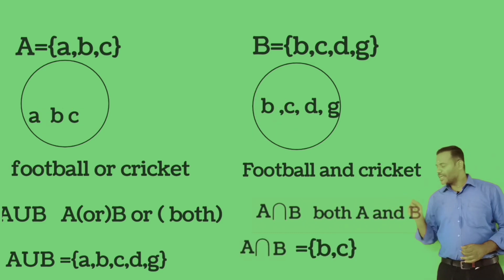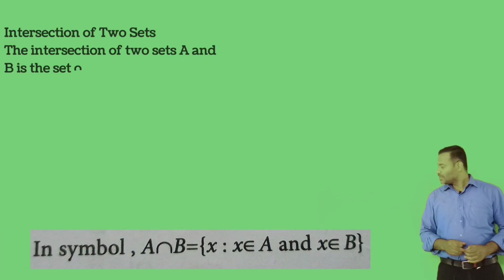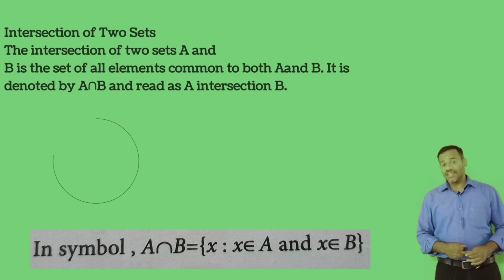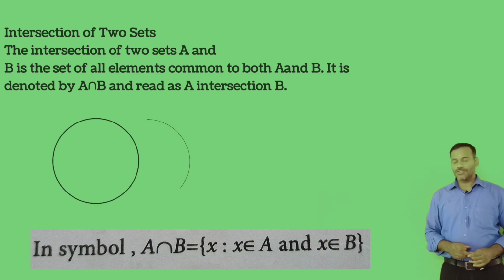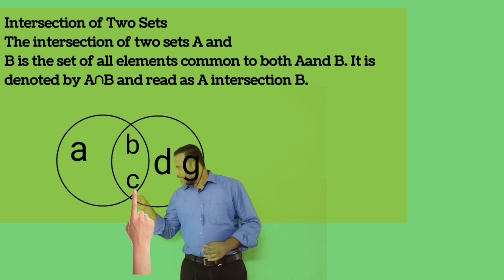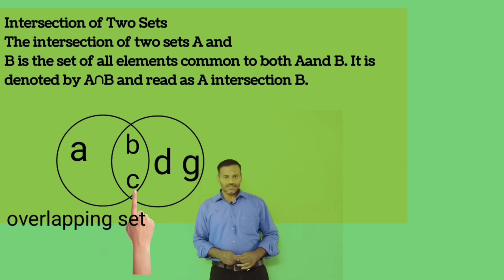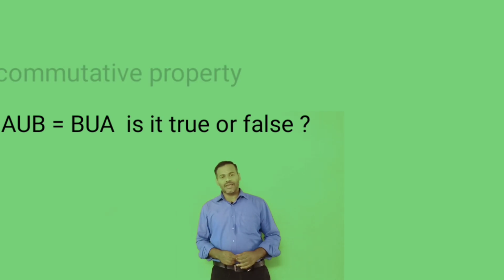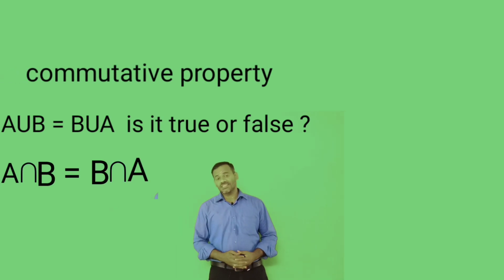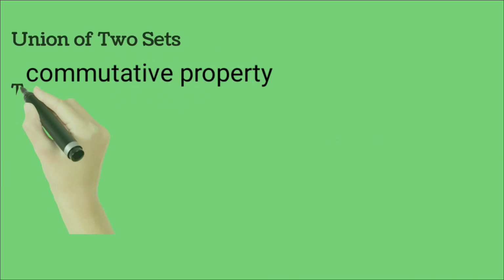Mathematically it can be represented as A intersection B is equal to the set of x such that x belongs to A and x belongs to B. When you combine this together, we can call this the overlapping set. Okay. So A union B is equal to B union A, and similarly A intersection B is equal to B intersection A. Children.